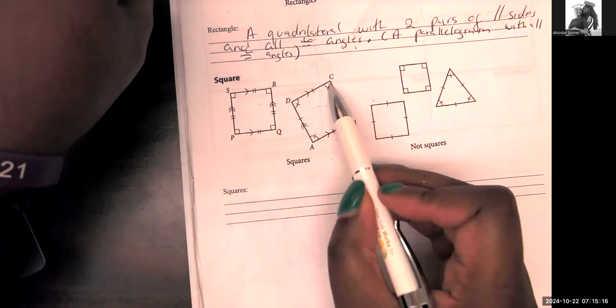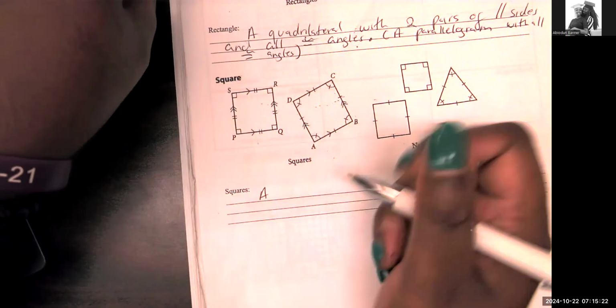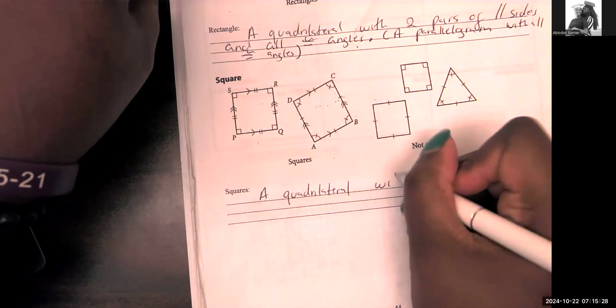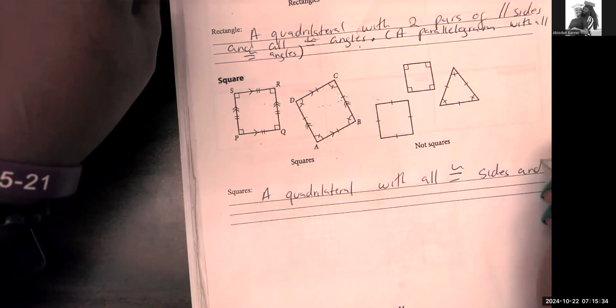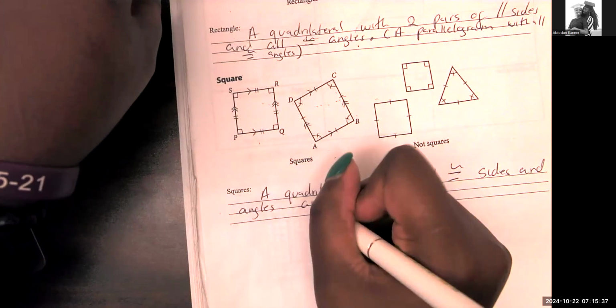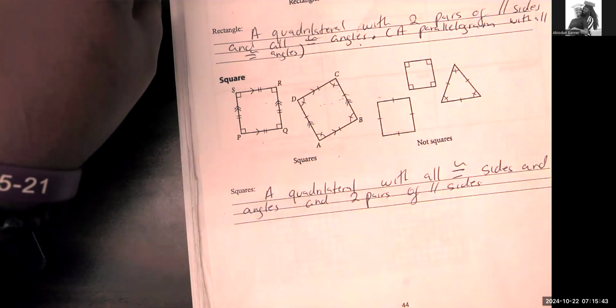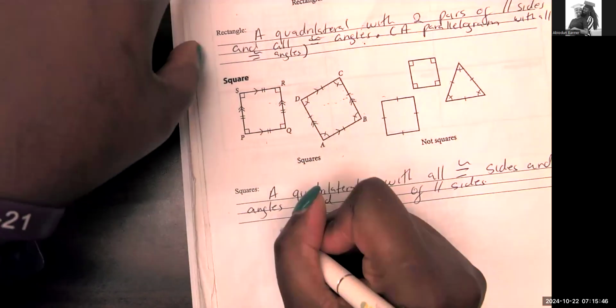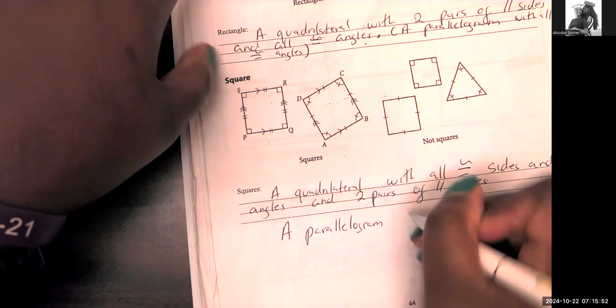And last but not least is a square. As we can see, a square does have parallel sides also. It also has the 90-degree angles, the congruent angles, and it also has the tick marks for the sides. So it is a parallelogram, but we'll say a quadrilateral with all congruent sides and angles and two pairs of parallel sides. But again, since it has two pairs of parallel sides, we can just call it a parallelogram with all congruent sides and angles.